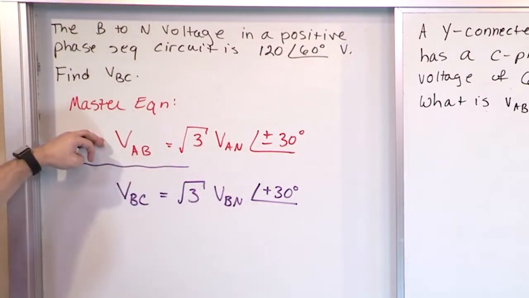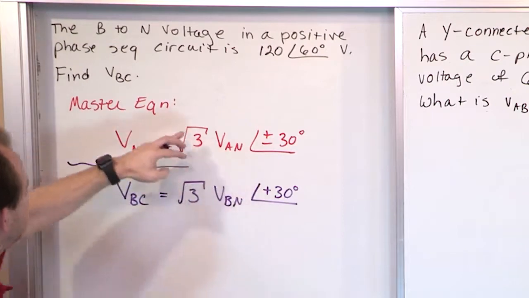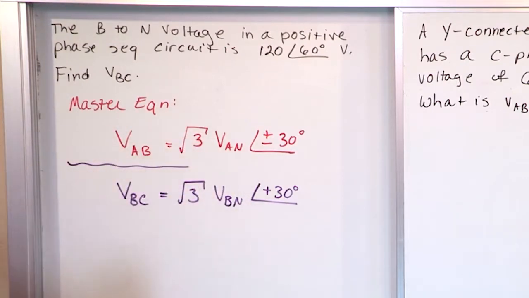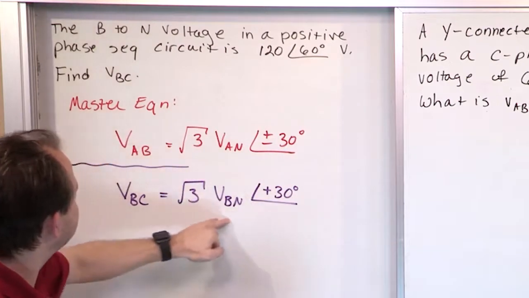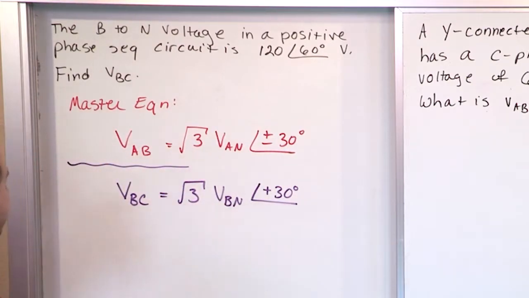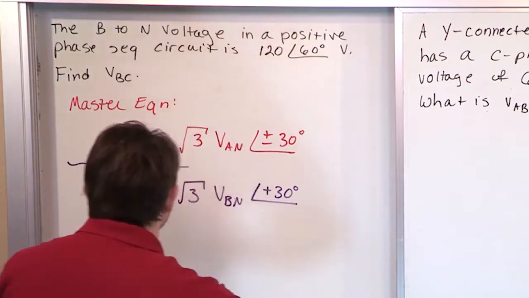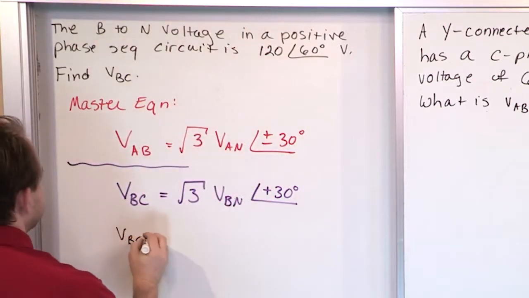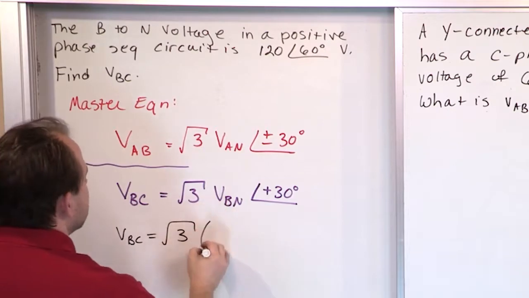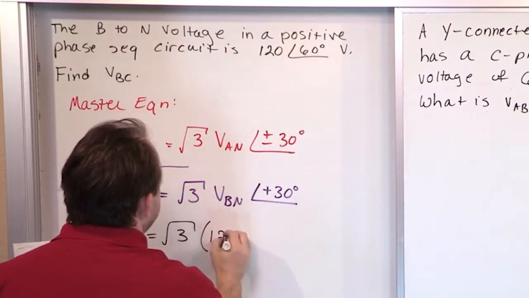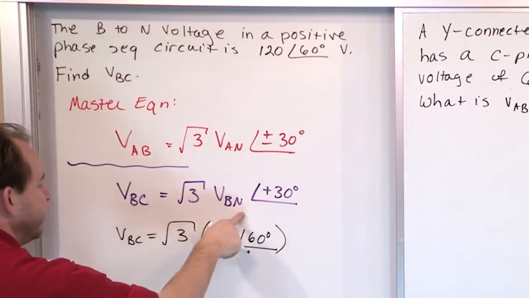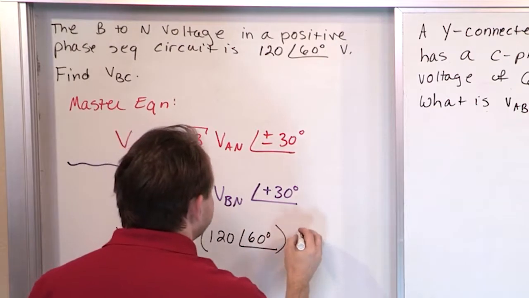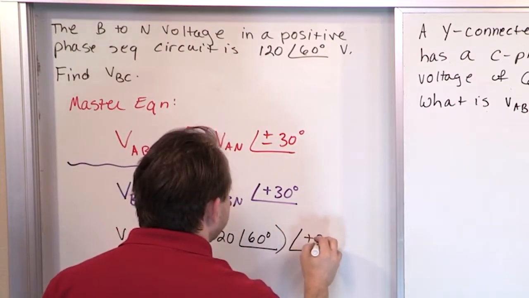You always start by writing down what I've taught you, choose the correct sign, and substitute in for the correct phase or whatever you're dealing with. This is what we're going to actually use. Now your problem should be a lot clearer. The B to N voltage is given to us. So we're going to stick this in here, and then we're going to calculate what comes out the other side. And that's very simple. So what we have is VBC is equal to the square root of 3 times VBN, which is 120 at an angle of 60 degrees. That's the phasor of the B to neutral voltage, right? And then over here, we just stick a plus 30 degrees as a lone phasor.